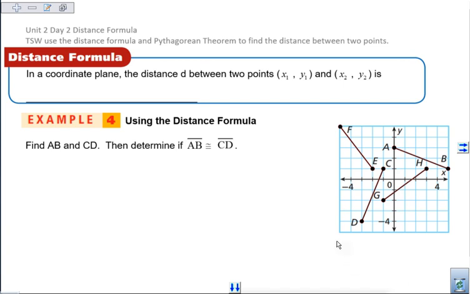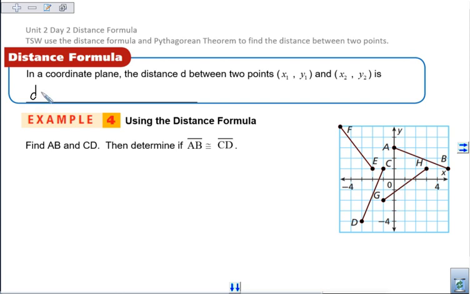Today we are going to work on the distance formula. And the distance formula uses coordinates, just like the midpoint formula does. So you will need to make sure that you're labeling your coordinates again today.